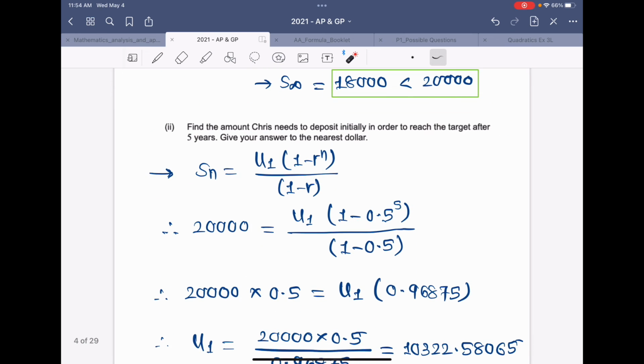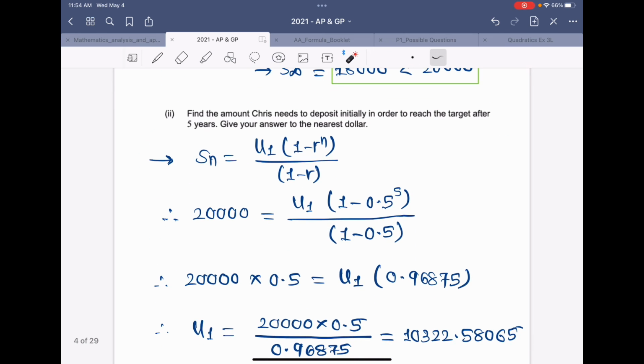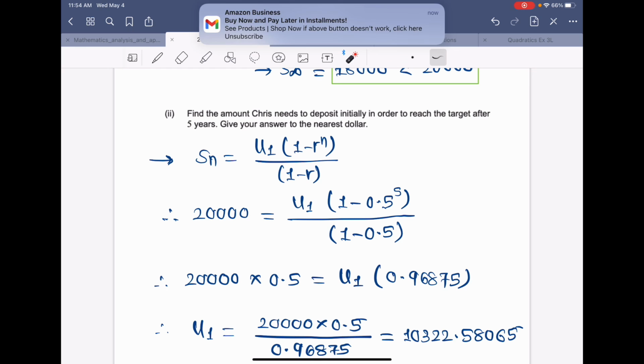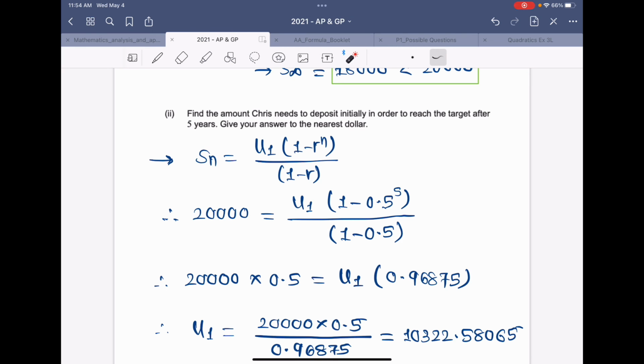Find the amount Chris needs to deposit initially in order to reach the target after 5 years. Give your answer to the nearest dollar. Sn is equal to U1 times 1 minus R raised to N over 1 minus R. This is the formula also given in your formula booklet.